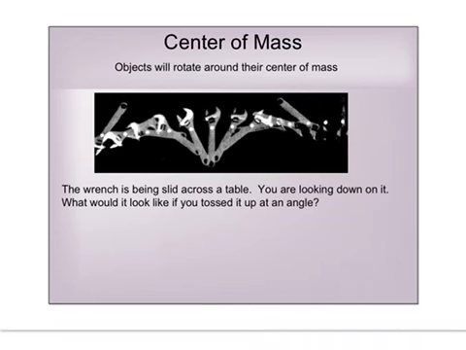Now if you were to do this while throwing the wrench, what it would look like if you tossed it up at an angle, you would essentially see a nice parabolic shape for the path of the center of mass. What you would see if you watched just the wrench as a whole is a very wobbly shape to it. Okay? We'll demonstrate this tomorrow when I'm back in class, so you can see exactly what we're talking about.